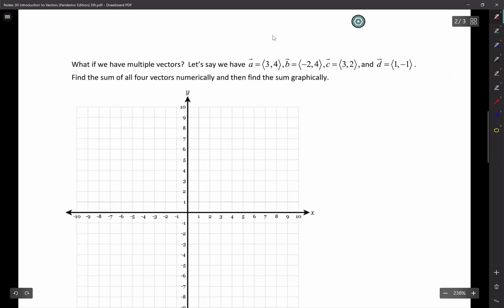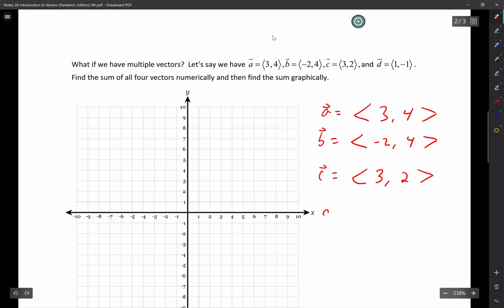They're not too bad. So this one says, what if we have multiple vectors? And I have a whole bunch of them, A, B, C, D, and we're just trying to add them. So I'm just going to put them here on the side. Vector A is 3, 4. Vector B is -2, 4. Vector C is 3, 2. And vector D is 1, -1. And it tells me to find the sum of all 4 vectors numerically and then find it graphically.